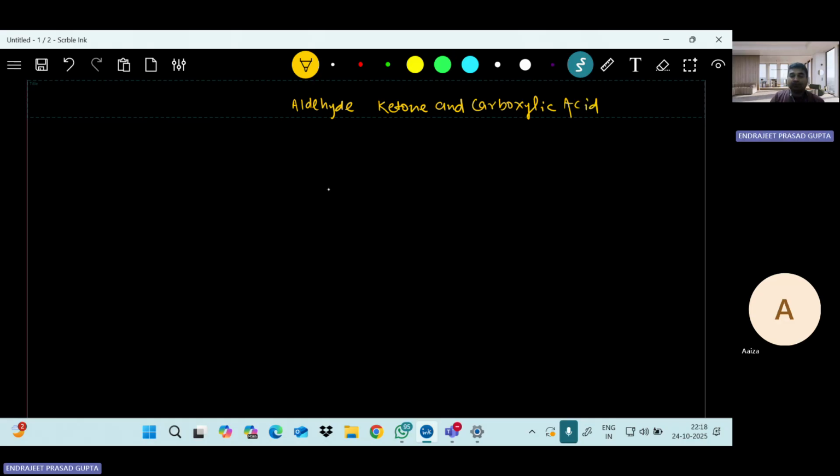So when we talk about aldehyde, in aldehyde, you can see the functional group C double bond O.